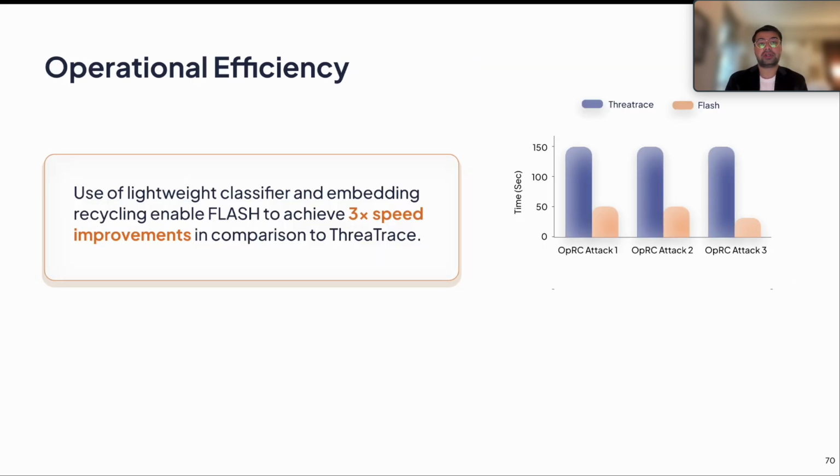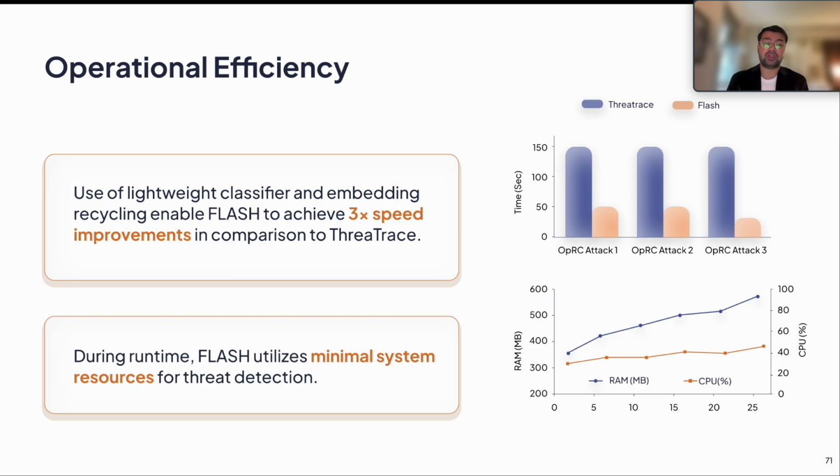We also conducted experiments to evaluate the operational efficiency of our system and compare it to the existing node level system called ThreatTrace. We found that the use of the lightweight classifier and embedding recycling enabled Flash to achieve up to 3 times speed improvements in comparison to ThreatTrace. We also evaluated the runtime resource overhead of our system, and we discovered that Flash utilizes minimal system resources for threat detection.